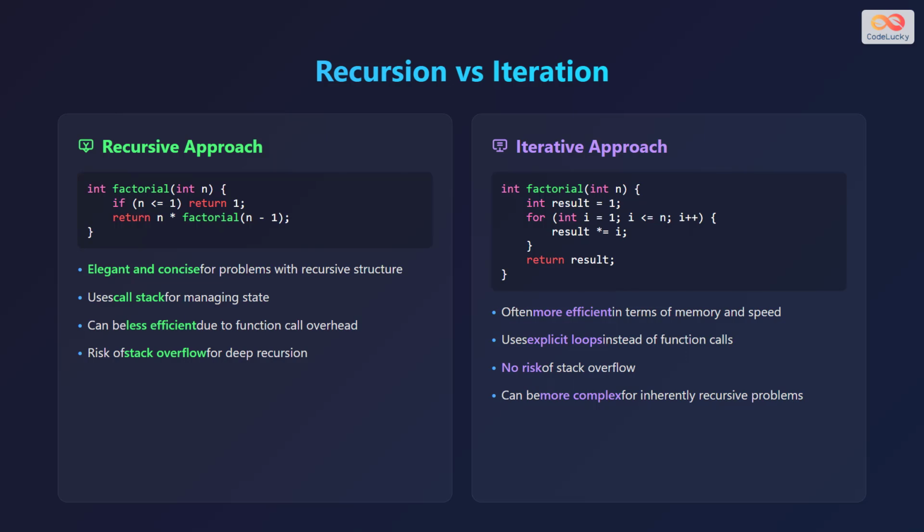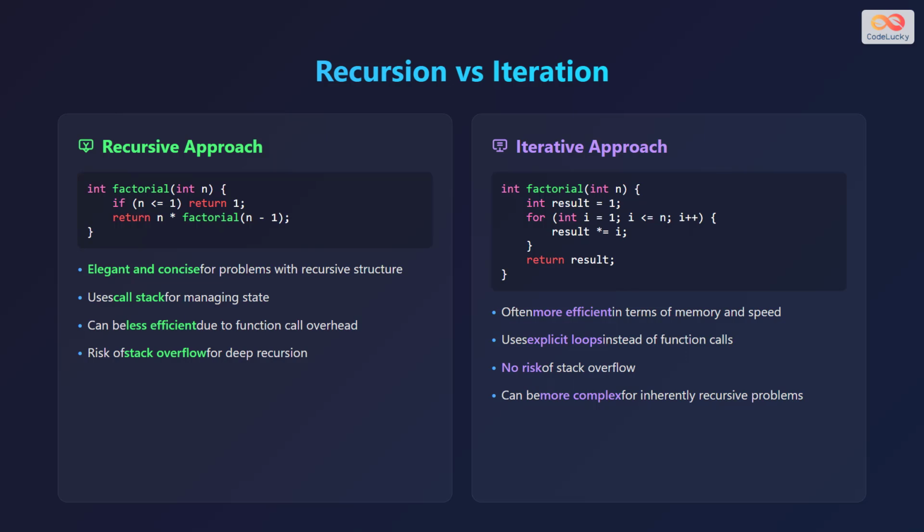Now let's compare recursion with iteration. First, let's consider recursion. Recursion is elegant and concise for problems with recursive structure. It uses the call stack for managing state. It can be less efficient due to function call overhead and has risk of stack overflow for deep recursion. For example, here the function factorial recursively calls itself.